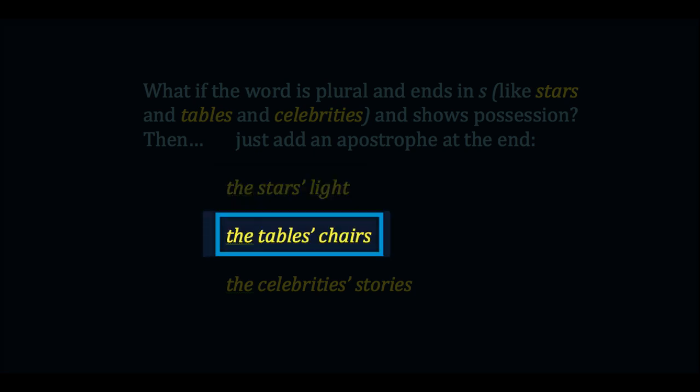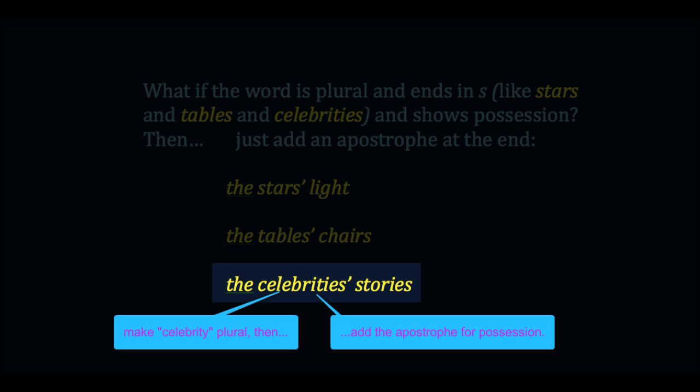The tables, chairs, there's lots of them. Use the S to indicate it's plural, and yet they possess something. So the apostrophe comes after. The chairs of the 17 tables. Yep, the tables' chairs, apostrophe after the S. The celebrities.